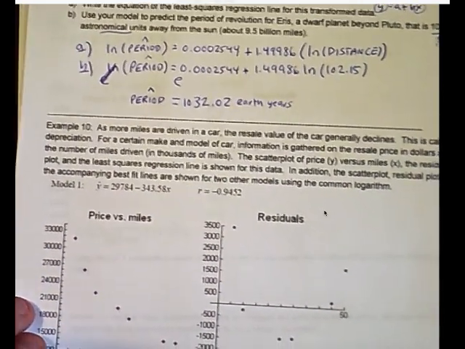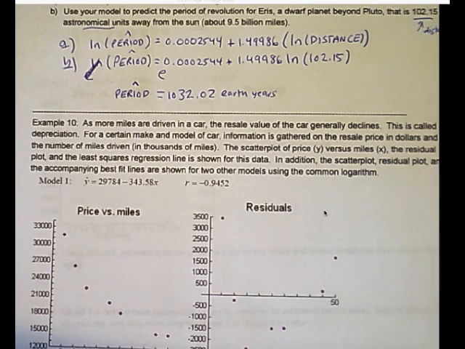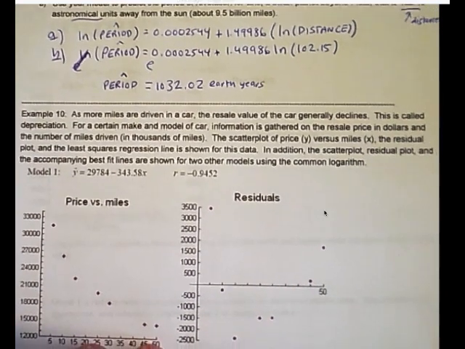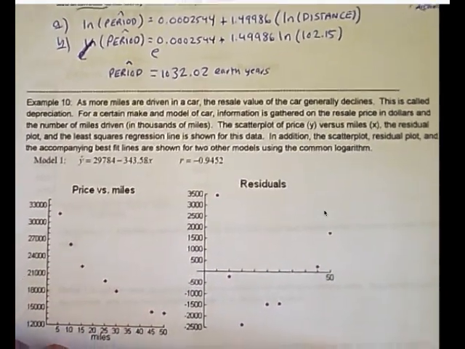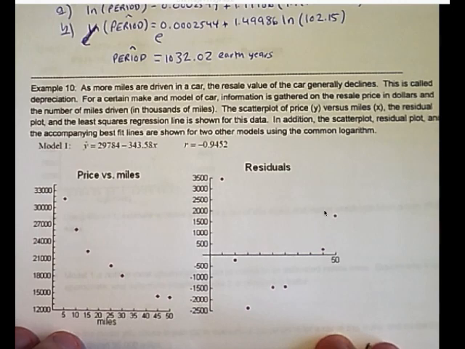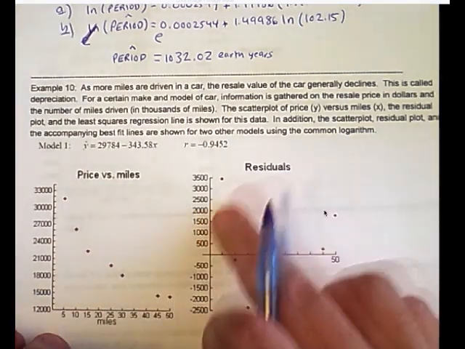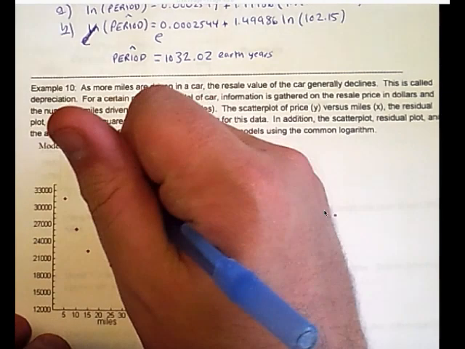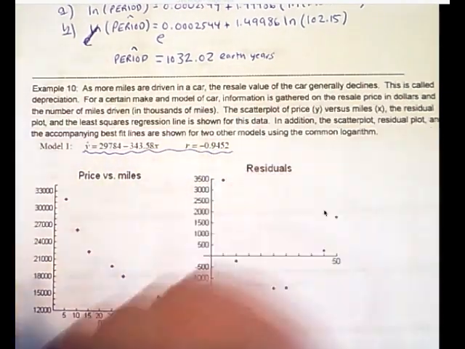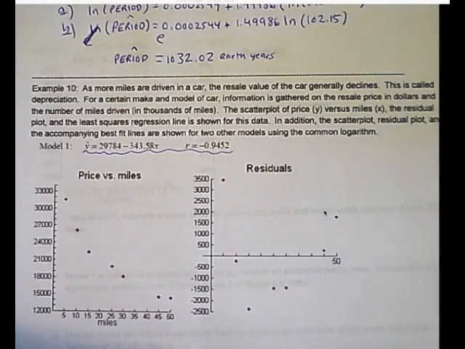So example 10 here says, as more miles are driven in a car, the resale value of the car generally declines. This is called depreciation. For a certain make and model of car, information is gathered on the resale price in dollars and the number of miles driven. Okay, this is the scatter plot of that data. Here's the residual plot of that data. Here's information about the prediction equation and the correlation.